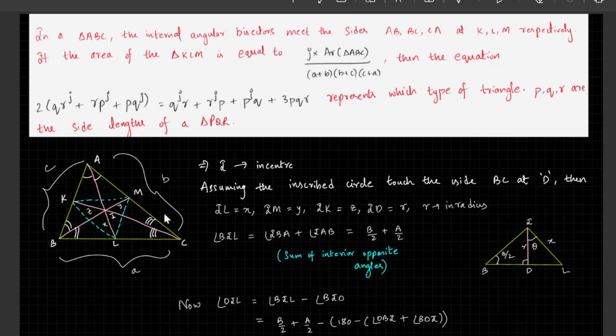So this is a triangle ABC, and the internal angular bisectors meet at the incenter, which we have represented as I. This is I and KLM. Now let us assume that the inscribed circle touches the side BC at D. Fine. So let us assume an incircle, the circle inscribed inside the triangle ABC, which meets BC at D. And as I is the incenter, the radius ID shall be perpendicular to BC. Fine. ID will be perpendicular to BC.